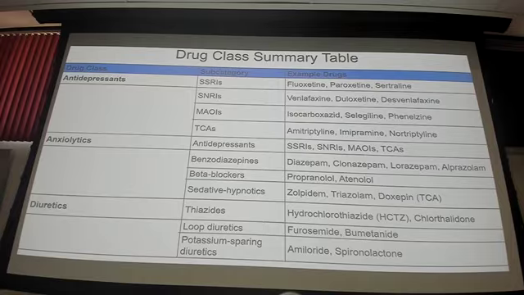So for us studying, this is our first take of just trying to memorize all of these and saying all of these are antidepressants, and then all of these are.